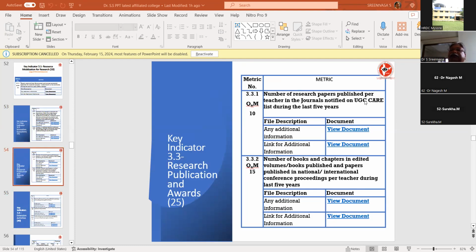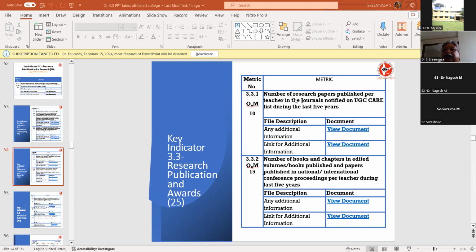Number of research papers published per teacher in the journal notified on UGC CARE list during the last 5 years. So how many papers you have published? That is the question. But they have to be published in UGC CARE list journals. So you have to give the name of the author and the title of the paper, when it was published, whether it is there in the UGC CARE list, and you have to give the link to the UGC CARE list. So that number will be counted.